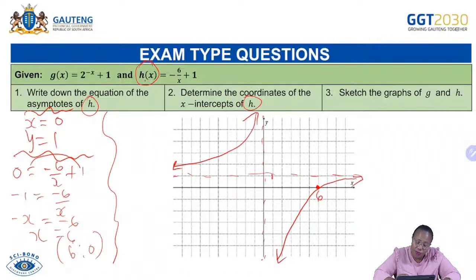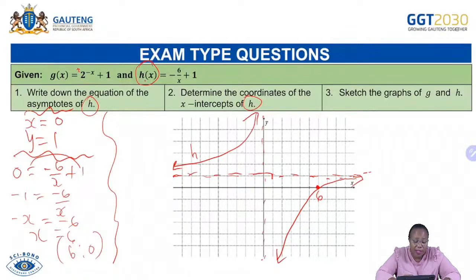That is your h function. And then now to sketch the g function, grade 12, we can use your calculator. The asymptote will still be at 1. And then this is the positive where y is positive, x is negative.